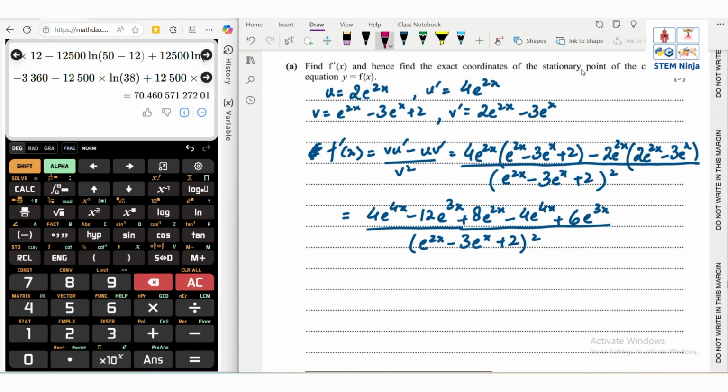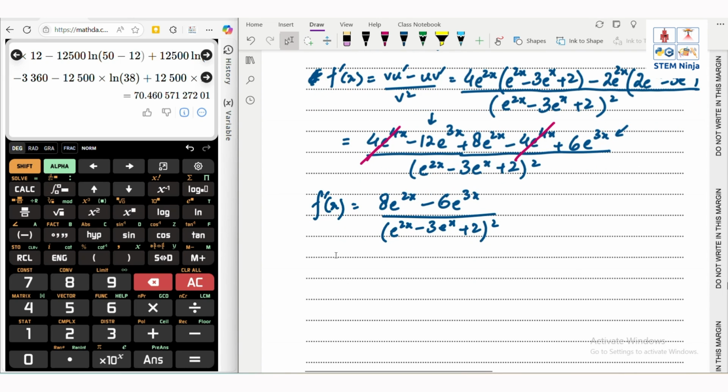So some terms you see that they can be cancelled. So 4 e raised to power 4x, this cancels. All right, so this term and the e raised to power 3x term will be simplified a little bit further. So you have 8 e raised to power 2x minus 6 e raised to power 3x divided by e raised to power 2x minus 3 e raised to power x plus 2 whole squared. That is your f prime of x.